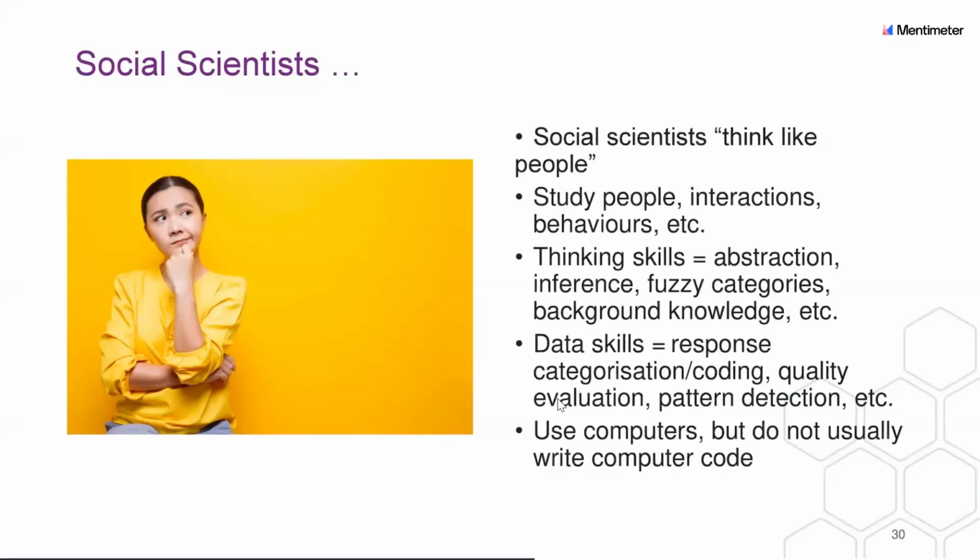Data skills that social scientists have tend to be around response categorization and coding, quality evaluation and pattern detection, and also basic statistical analysis. So there are lots of data skills that social scientists already have, and they can leverage those data skills and expand on them or apply them in new ways. So please do not feel like, if you're a social scientist, you don't have any relevant skills. You absolutely do.